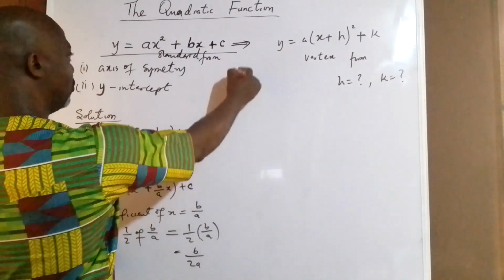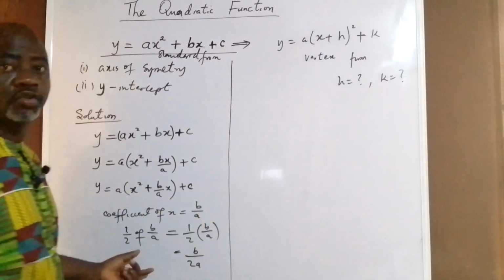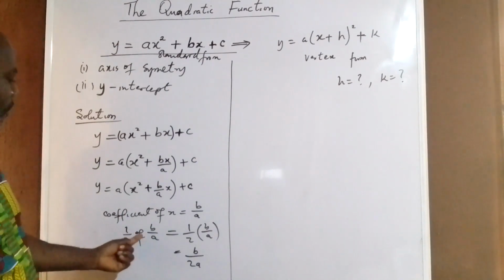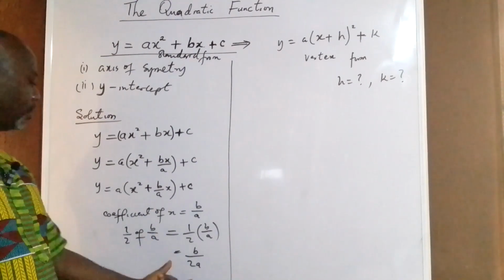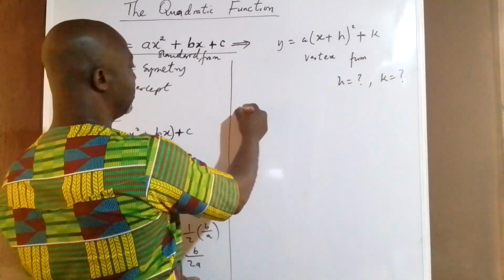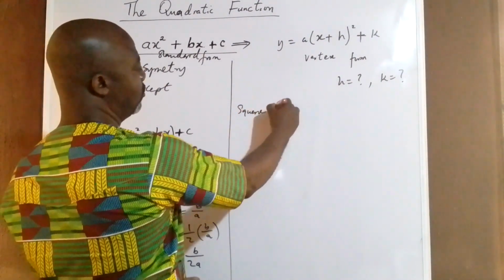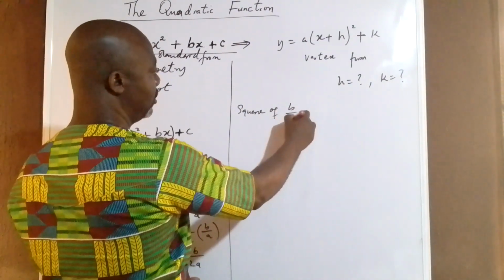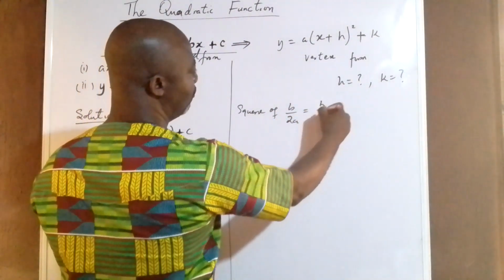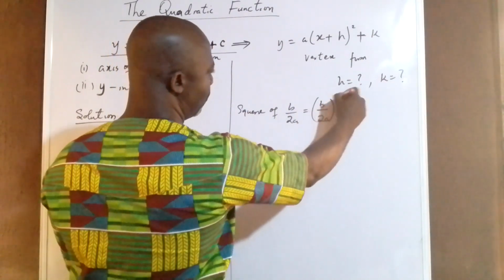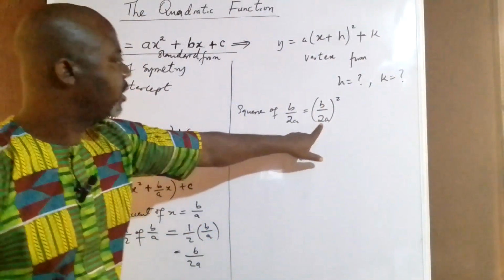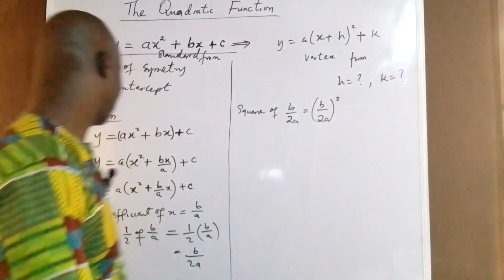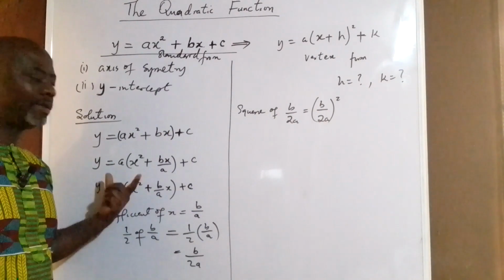The next thing we need to do here is to take the square of this half of b over a. Take the square of it. So once we take the square of b over 2a, that will be b over 2a squared. This is the term we are looking for, the value that we are going to use to complete the square.